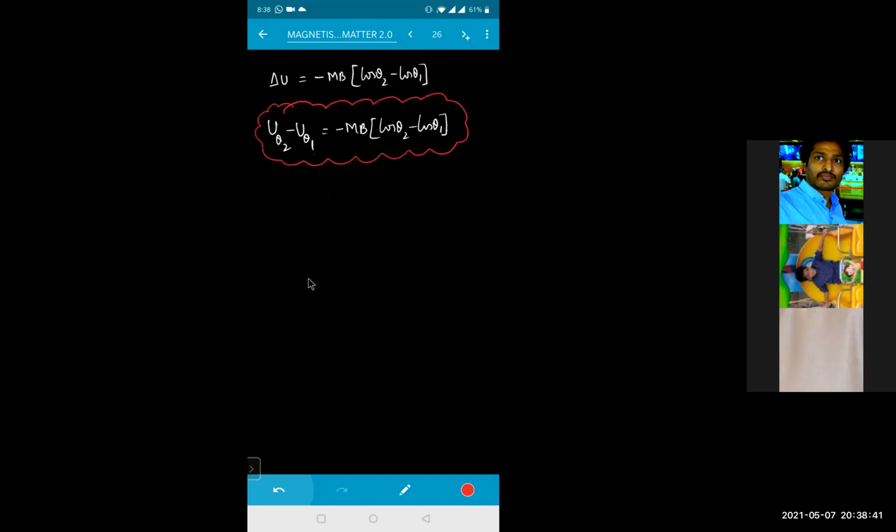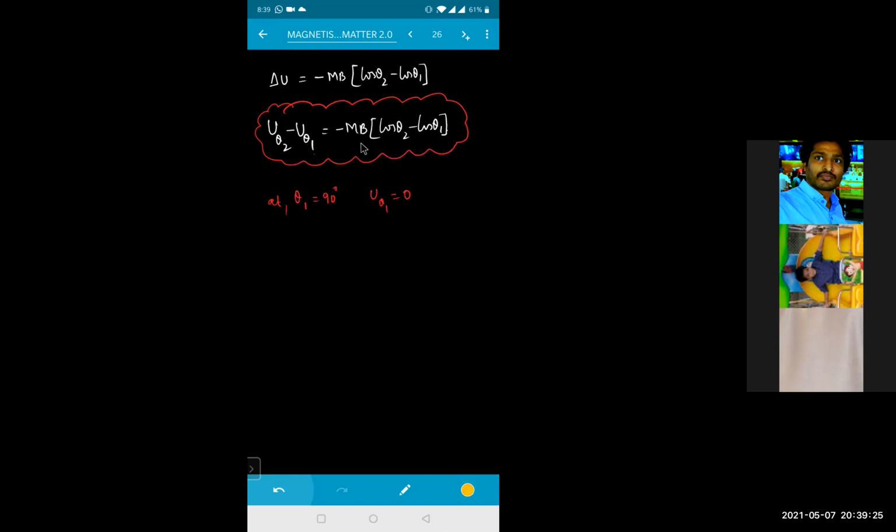Now, if I take theta 1 to be, for example, 90 degrees, what will be the potential energy at 90 degrees, beta? Cos 90 will be 0. So potential energy will become 0 at 90 degrees, and U1 will become 0. So U at theta 1 is 0. That is the condition you need to remember. Is it clear?